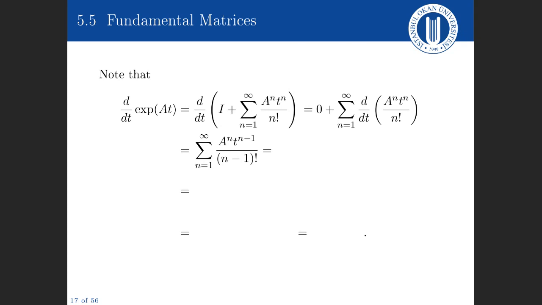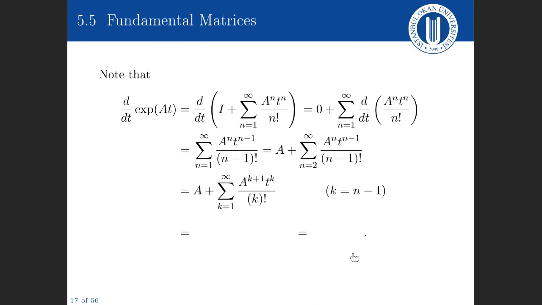Well, I actually did this a slightly different way. Instead of a sum starting at 1, I want to have a sum which starts at 2. The first term I'm going to take out, and then all of the other terms I'm going to have as a term starting at 2. And then I'm going to do a substitution. Instead of writing n minus 1 each time, I'm going to replace every n minus 1 with k. So instead of n minus 1 on the bottom, we have k on the bottom. Instead of t to the power n minus 1, we have t to the power k. And instead of A to the power n, we have A to the power k plus 1.